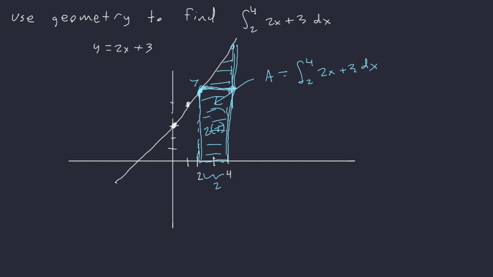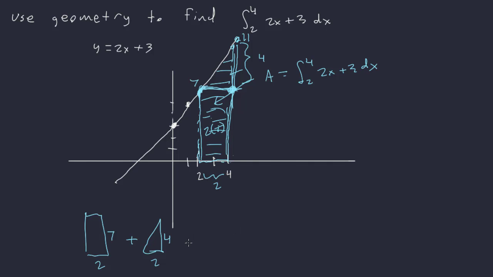And then this triangle, well, if we want to figure out the height of this triangle, now we can put in 4. So when we put in 4, we'll get 8 plus 3. So this will be 11, meaning the height of this triangle itself is going to be 4. Okay, so this is a 2 by 4 triangle, right? So we have a 2 by 7 rectangle plus a 2 by 4 triangle, right?